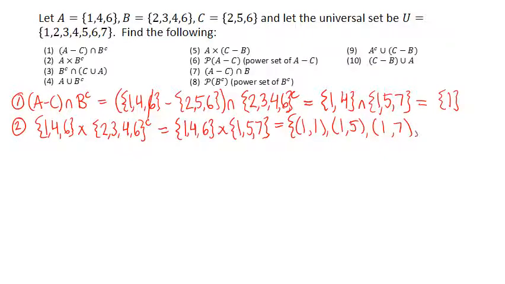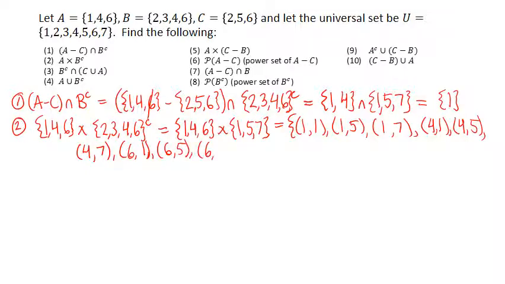Okay, then I'm going to do all the ones that start with 4, so that'll be (4, 1), then (4, 5), and then (4, 7). And then all the ones that start with 6, so this is going to be (6, 1), (6, 5), and (6, 7). And that's it. So if you have 3 things in the first set and 3 things in the second set, you're going to have 9 things in your Cartesian product.